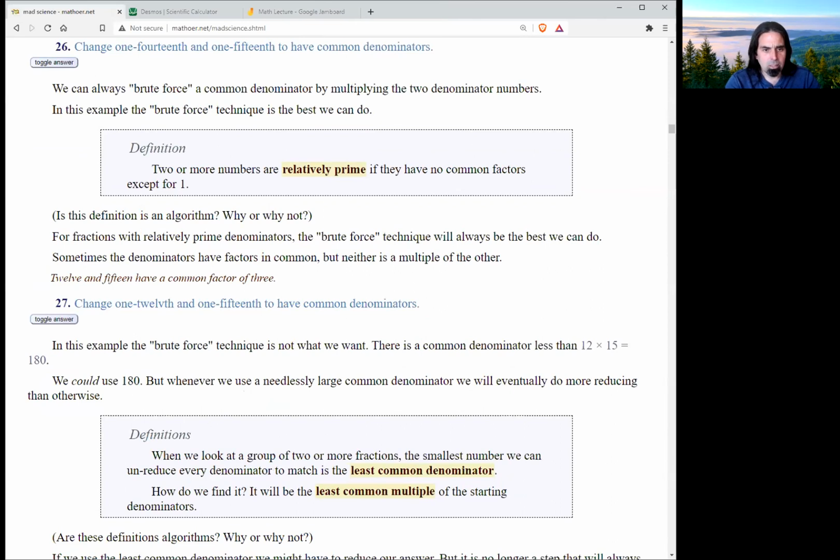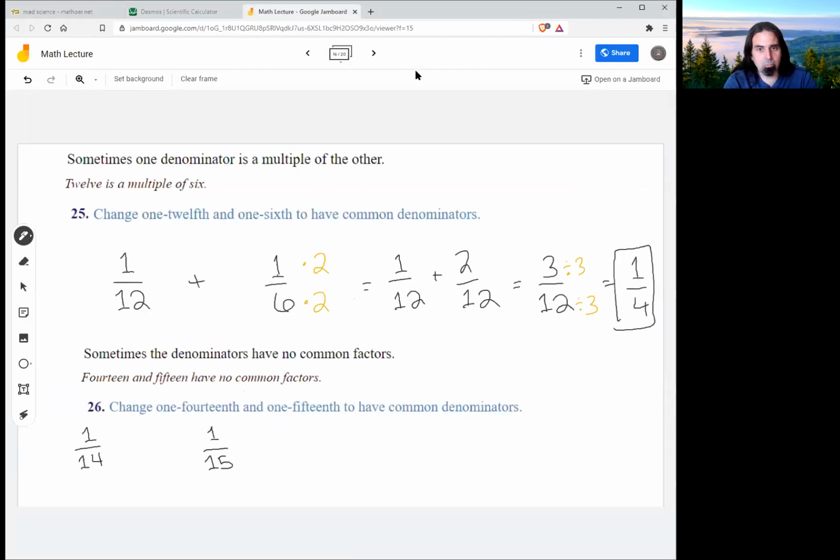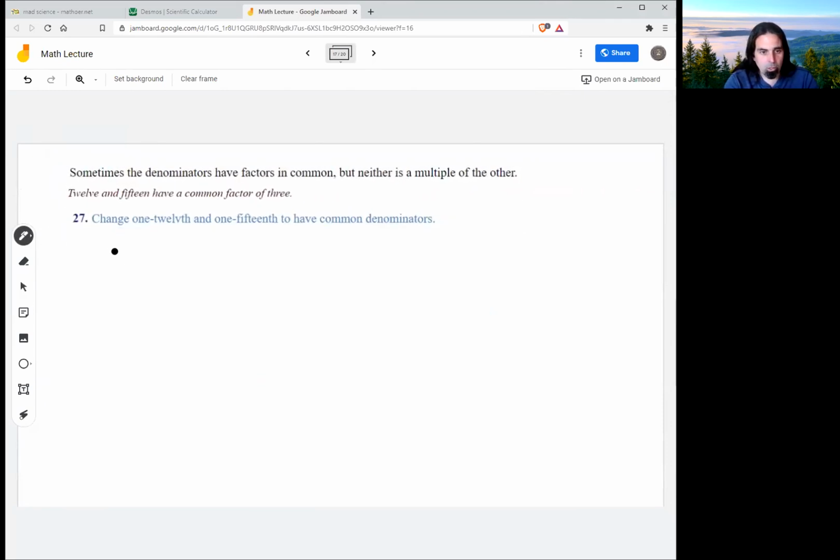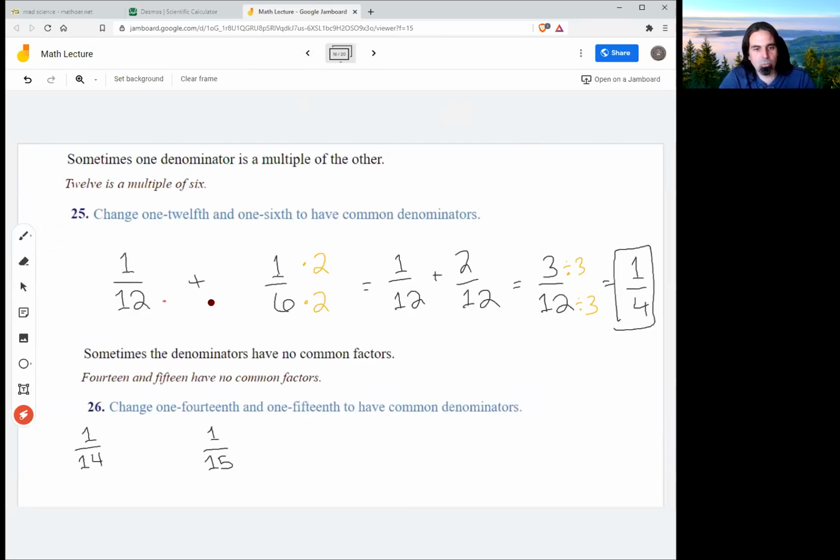And sometimes the denominators have factors in common, but it's not that one is all the way a multiple of the other. So here we have 1/12 and 1/15. The 12 is a 3 times 4. The 15 is a 3 times 5. And they both have a 3. But it's not true that 12 is 15 times something, or 15 is 12 times something. So we're not in this first situation where they both have a 6 in common, but that's just because 6 times 2 gets me to 12.